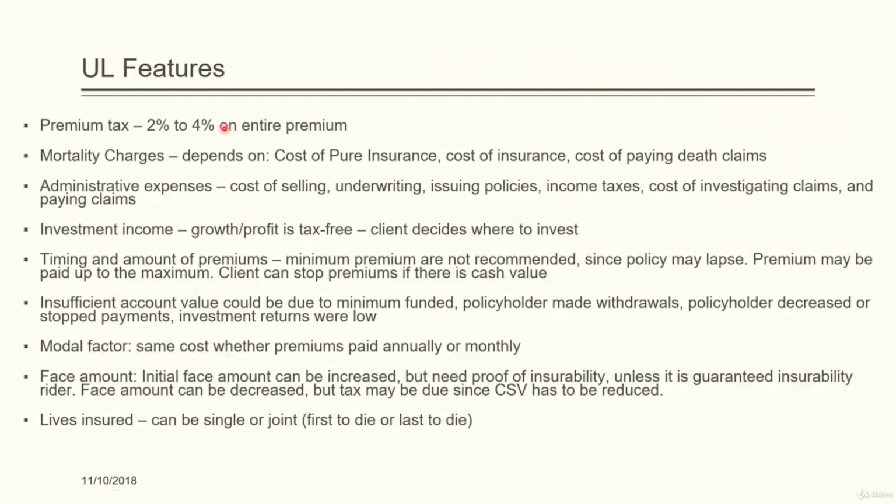We mentioned the premium tax, 2 to 4% is minus. Mortality costs, that depends on what is the cost of pure insurance, the cost of paying the death benefits. Admin expenses include cost of selling. They have to pay commissions to the insurance agent. Underwriting cost, that is the cost of evaluating an application for life insurance, issuing the policy, income taxes, cost of investigating claims. All these expenses are what indirectly the client is paying for. When you're paying your premium, part of your money goes into paying for those.